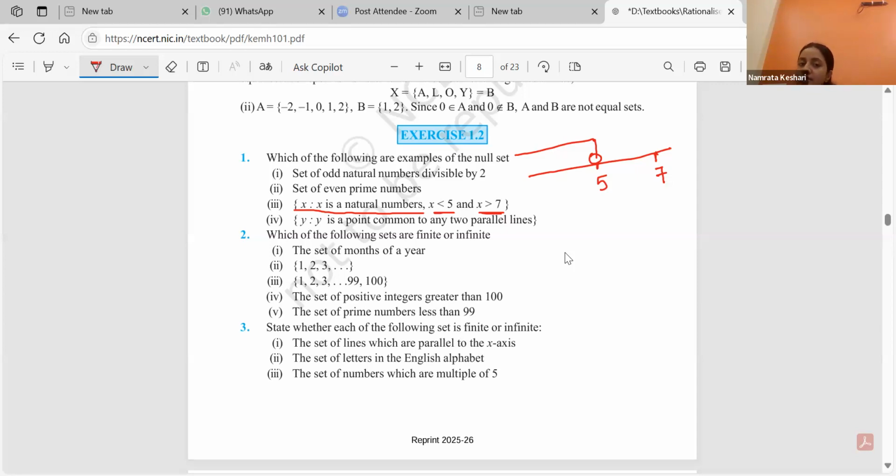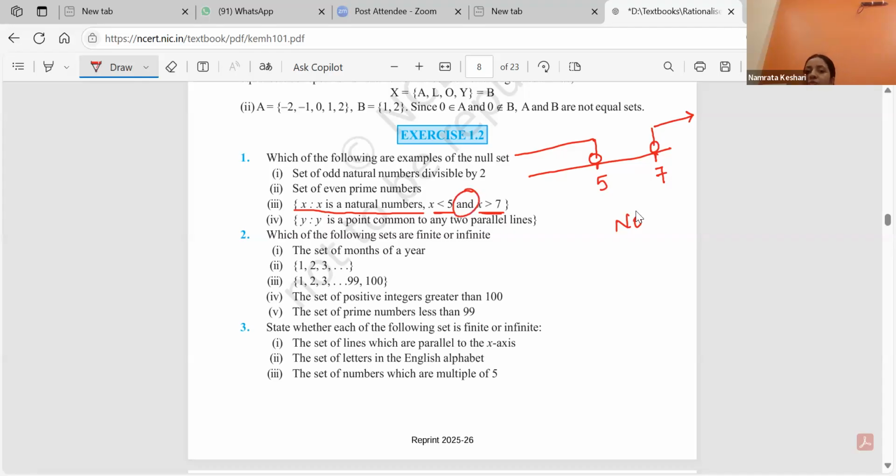X is smaller than 5 means this one, and x is bigger than 7 means this one, right? Both hollow circles. Now "and" is there. Is there any common solution? No. "And" means we have to take only the common one, and is there any common? No. Is it possible that any number is smaller than 5 and also bigger than 7? No.